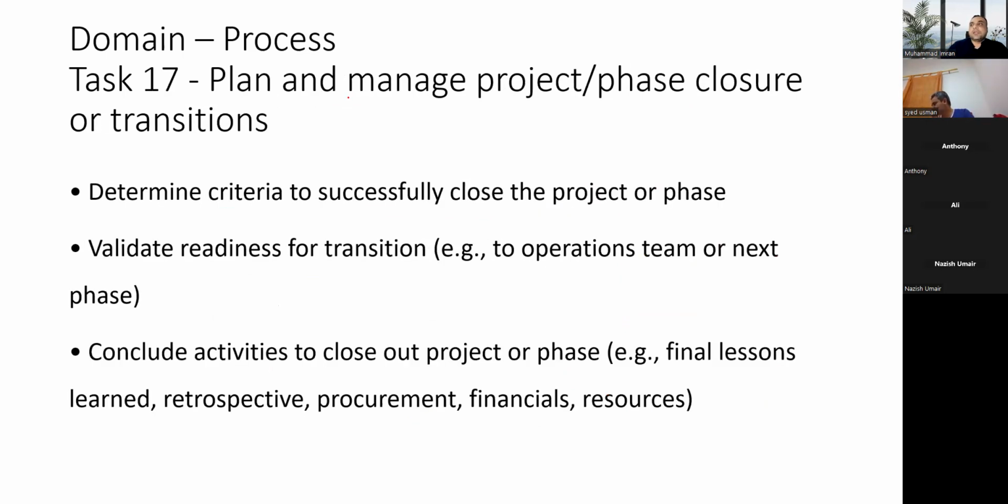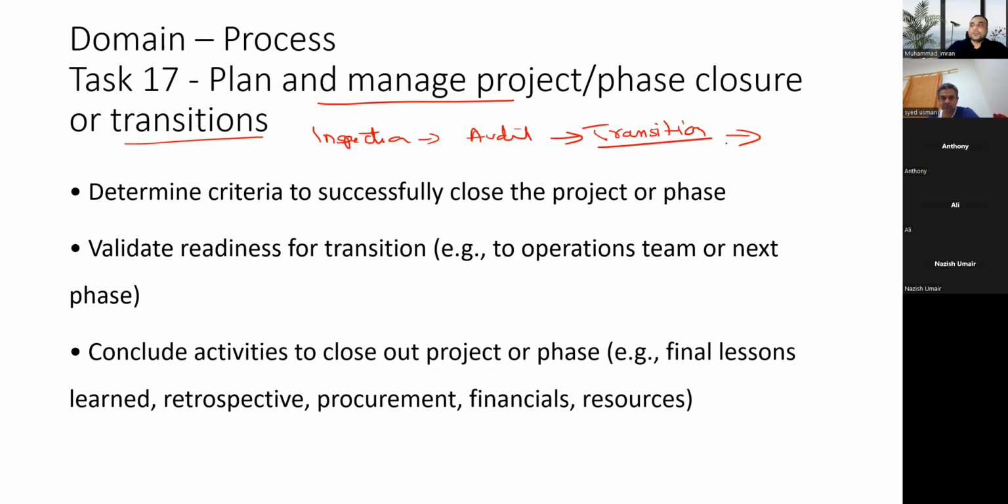And the last task, plan and manage project phase closure or transitions. Once the project is closed, or the phase is closed, or procurement is closed, as we said, you have to perform the inspection. After inspection, you have to audit the claims. If claims are closed and the deliverable is verified and validated, you have to make the transition to operations with the help of the sponsor. And at the end, you have to perform the close-out project activities, the administrative closure, collecting the final lessons learned, any retrospectives, any audits of the claims if they are done.